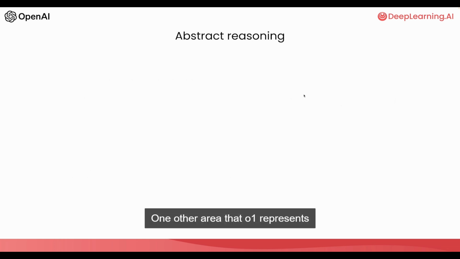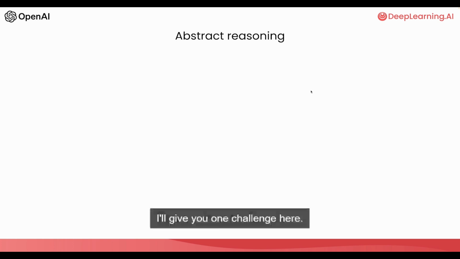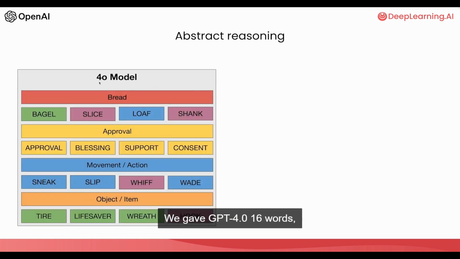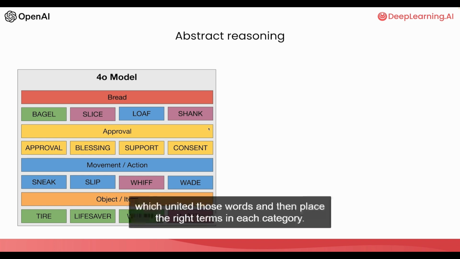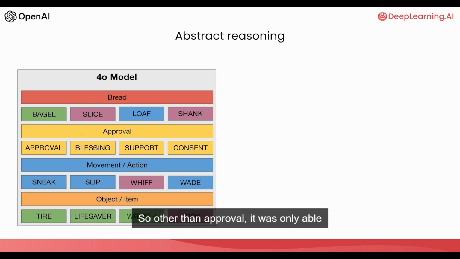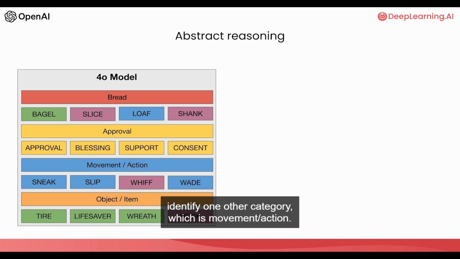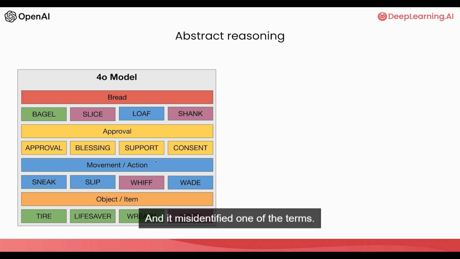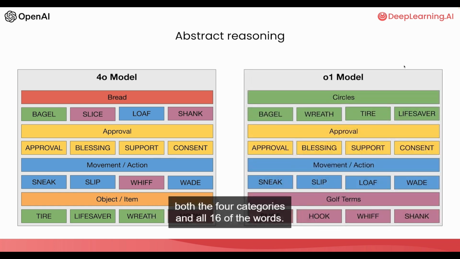One other area where O1 represents a new standard of performance over the 4o models is abstract reasoning. I'll give you one challenge here. We gave GPT-4o 16 words, and it was challenged to identify the 4 categories which united those words, and then place the right terms in each category. You can see here that its performance was fairly haphazard. Other than approval, it was only able to identify one other category, which is movement/action, and it misidentified one of the terms. Whereas when we tried it with O1, it was able to correctly identify both the 4 categories and all 16 of the words.